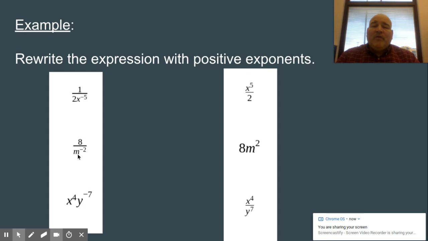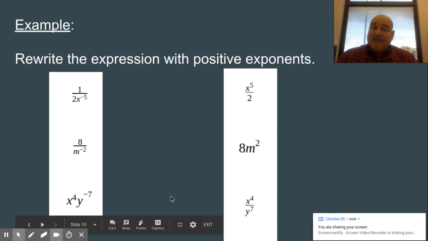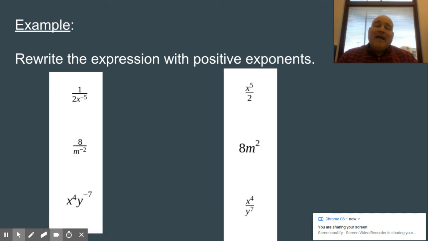Same thing here in example 2. The m to the negative 2nd, the m has to flip to the numerator, and it becomes a positive exponent when we flip it. The last example, the x can stay up top because it's not to a negative. The y has to go to the denominator because it's a negative power. That is our lesson on zero and negative exponents.